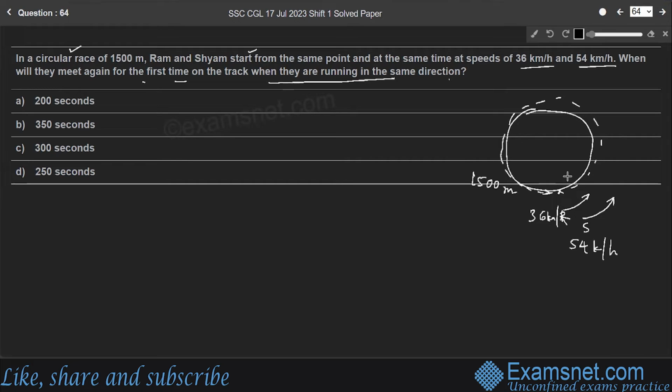Here, two bodies are moving in the same direction with two different speeds. So then we use the term relative speed. Relative speed is nothing but the difference in their speeds, right? This is applicable only when two bodies are moving in the same direction. So relative speed, the difference in their speeds, is equal to, by the formula, distance covered divided by time. Speed is distance by time.